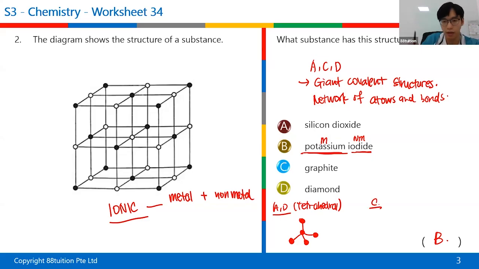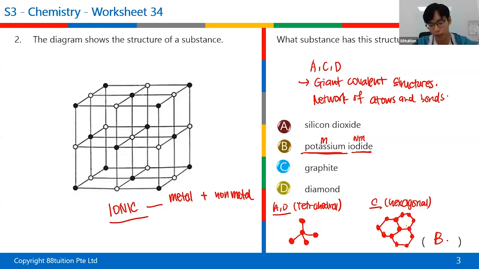For graphite, this one is hexagonal planes. One carbon is bonded to three others, so we'll have something like this, and so on. Every carbon will bond to three other carbon atoms. As for a cube structure, always remember a cube is usually ionic, so please think of ionic.